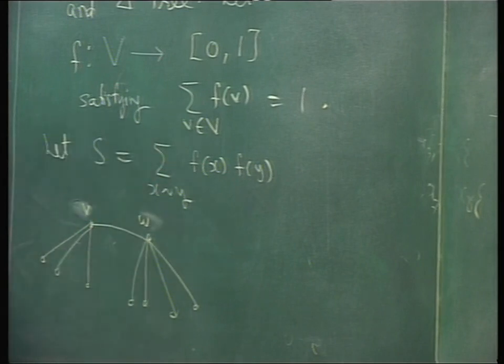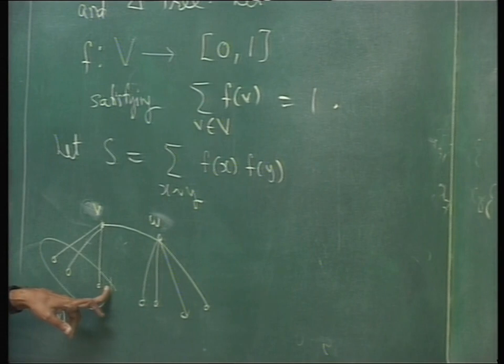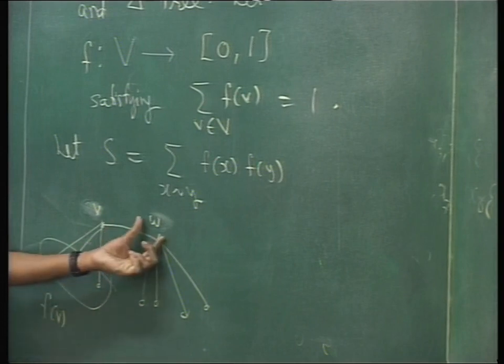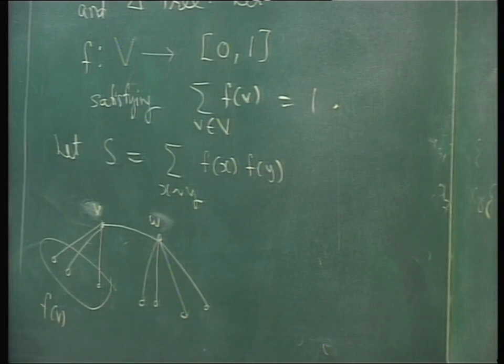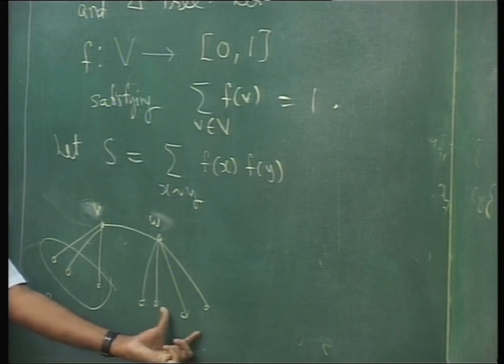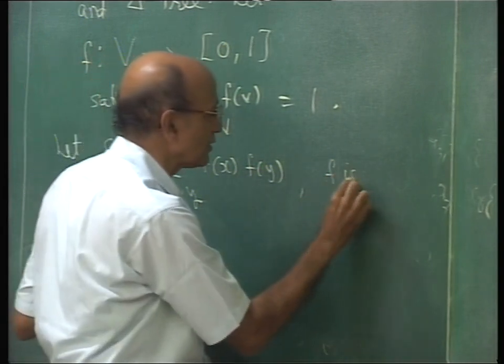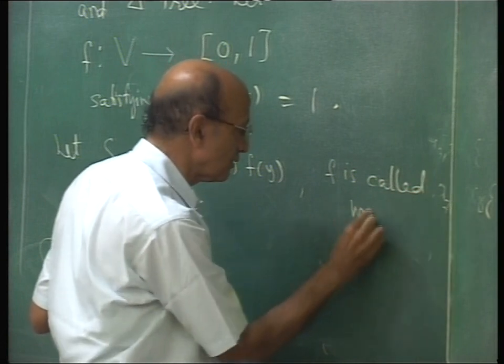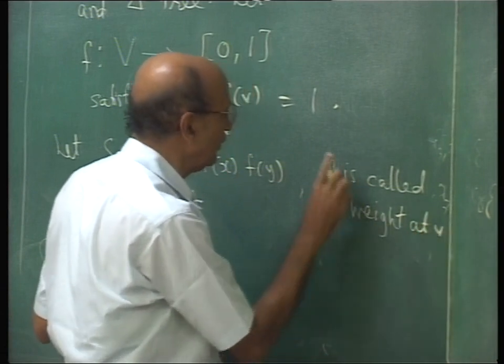So in this sum, you will have f of v multiplied by the sum of all these f values of all these. And if you call this fr1, fr2, etc., the sum of all these. F of w multiplied by the sum of all these. Assume that this sum is bigger than that. Okay? Then call this f weight. F of v is called weight at v.